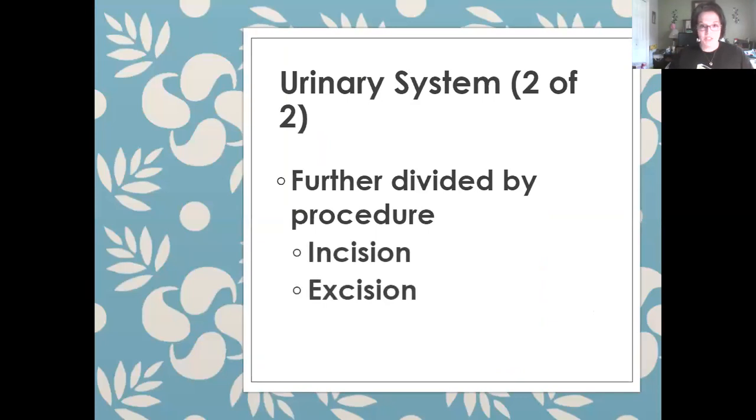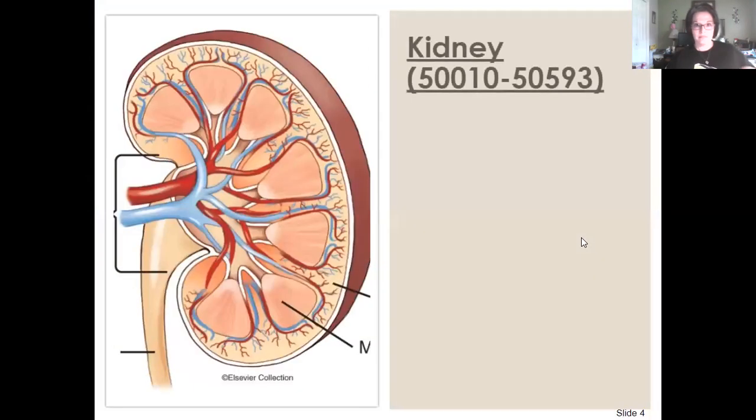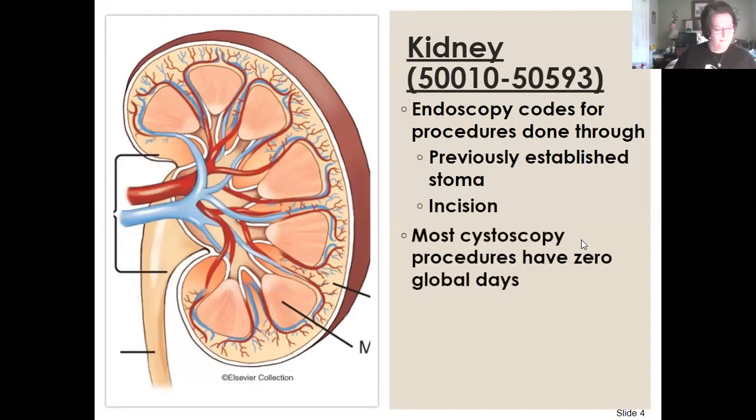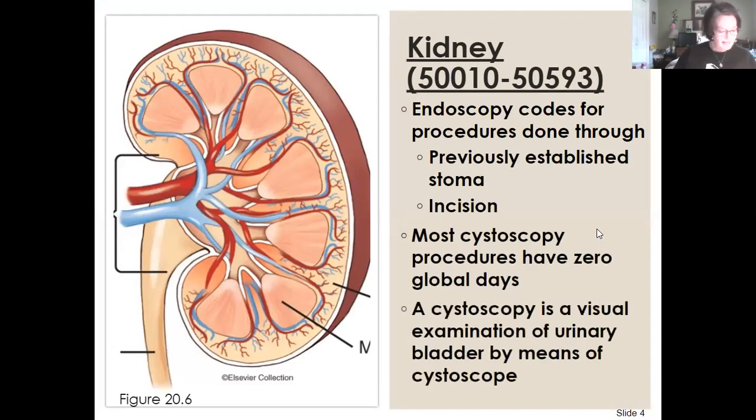Further divided by the incision and excision. Okay, the kidney subheading includes codes 50010 to 50593. Endoscopy codes are assigned according to approach. Either a previously established stoma is used as an entry point, which is created by placing a catheter through the skin and into the kidney, or an incision used. When coding endoscopy procedures, the coder must identify the entry method in order to assign the right codes.